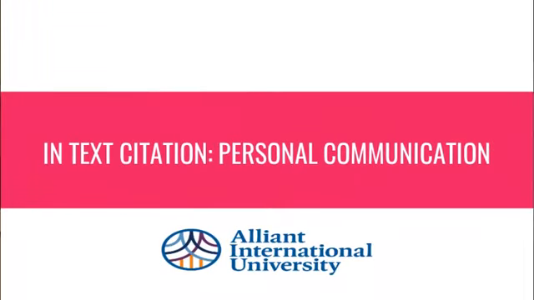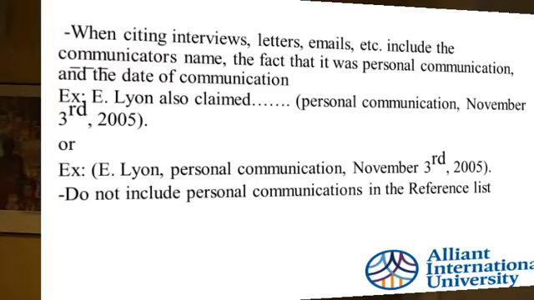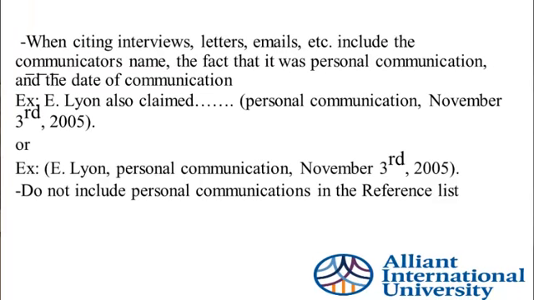So this is an example of an in-text citation for personal communication. If you're citing interviews, letters, emails of those sorts, include the communicator's name, the fact that it was personal communication, and the date of communication. So in this example, we have E. Lyon also claimed, and then your statement, and you put in parentheses, personal communication, the date, and the year. Another example is having your statement, and then putting who the communication was with, comma, personal communication, and the date of that communication. These will not be listed on your references list, but they can be included in the content of a paper.